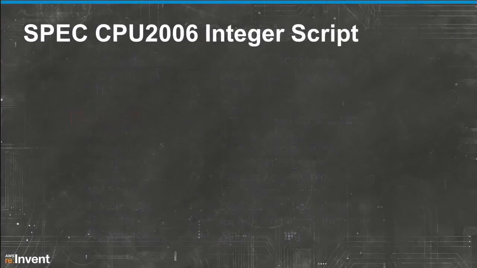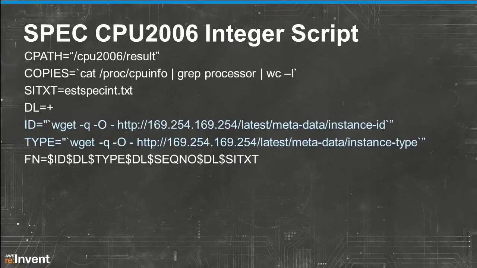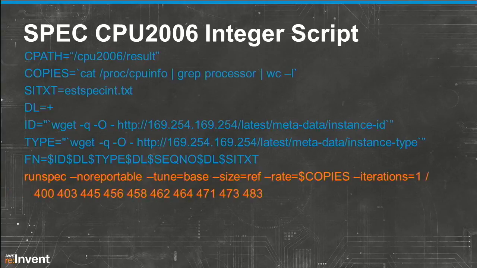The tweaking I would suggest is removing 429 MCF, because it's the one workload that requires almost 2 GB. So in the script that I'm about to show you, which for the most part looks similar to the other ones, basically I'm coming up with a file name. In this particular case, SPEC expects things to run in a well-known path, and again, knowing the number of processors helps you decide how many copies to run.